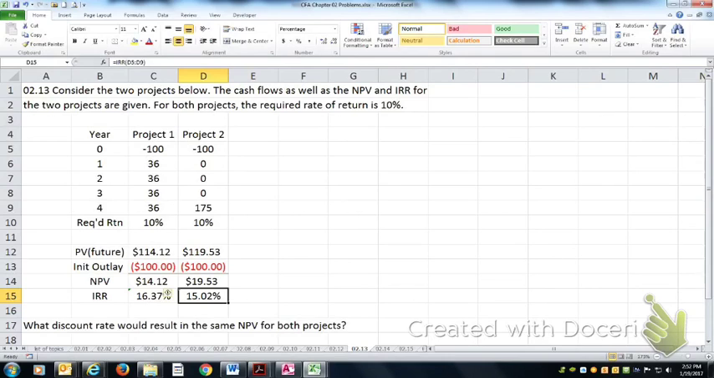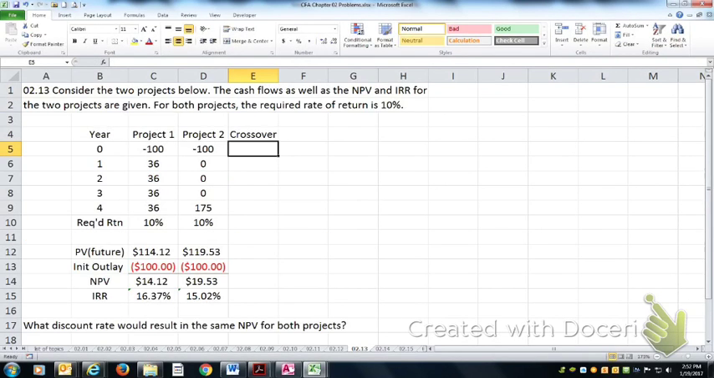We got a required rate of return of 10%. They're earning at different rates. Okay, what discount rate would produce the same NPV for both? That's what we use the crossover method for, the crossover, to find out what rate would both of them intersect each other at.